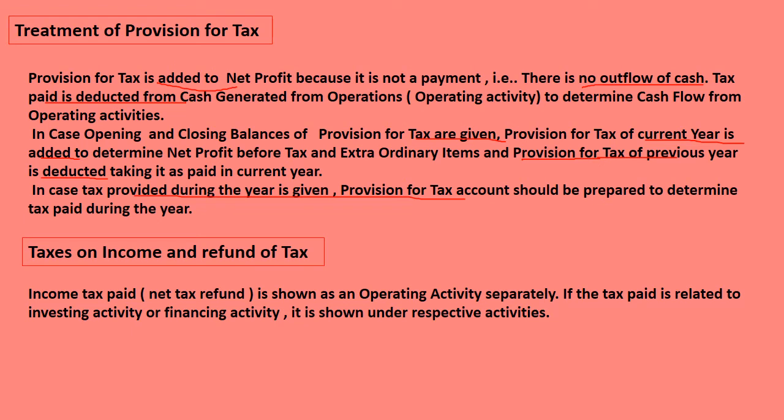Tax on income and refund of tax. Income tax paid is shown as an operating activity separately. If the tax paid is related to investing activity or financing activity, it is shown under the respective activities. If the income tax paid is with regard to the operating activity, it will be shown in the operating activity, and if it is with regard to the investing or financing activity, it will be under the respective activities.